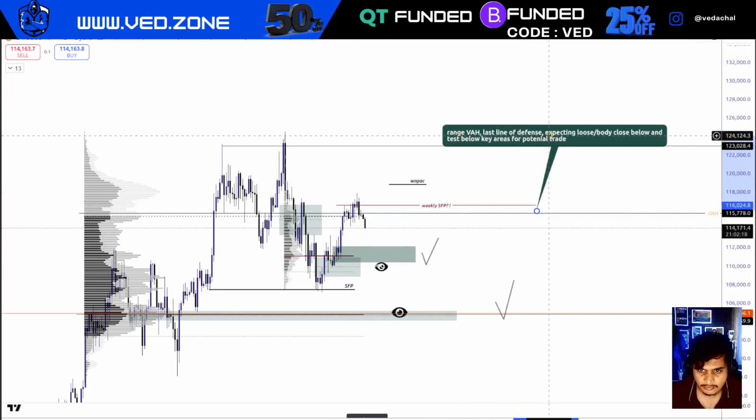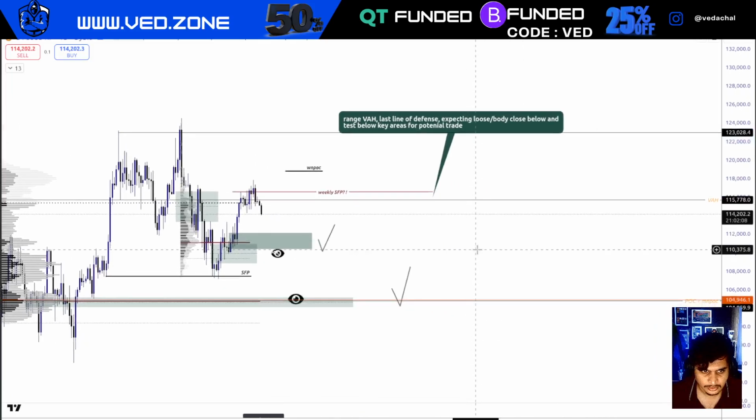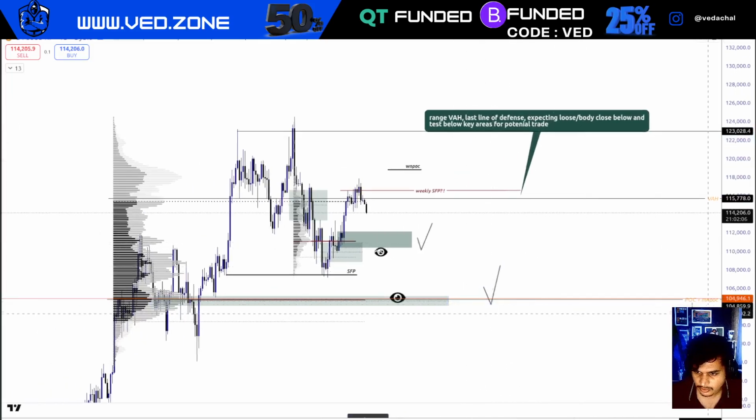Range low, last line of defense, expecting this to lose, we lost there, and the body closed below to test the key areas. These will be key areas for our potential reversal zones and trade ideas, right? We also have a strong support: the point of control of this range and the monthly NPOC in the lower zone. But the first zone I will be waiting for the TCP protocol will be this. That is the low time frame entry model, trigger confirmation protocol, all the stuff. And that is pretty much how we're anticipating Bitcoin playing out.